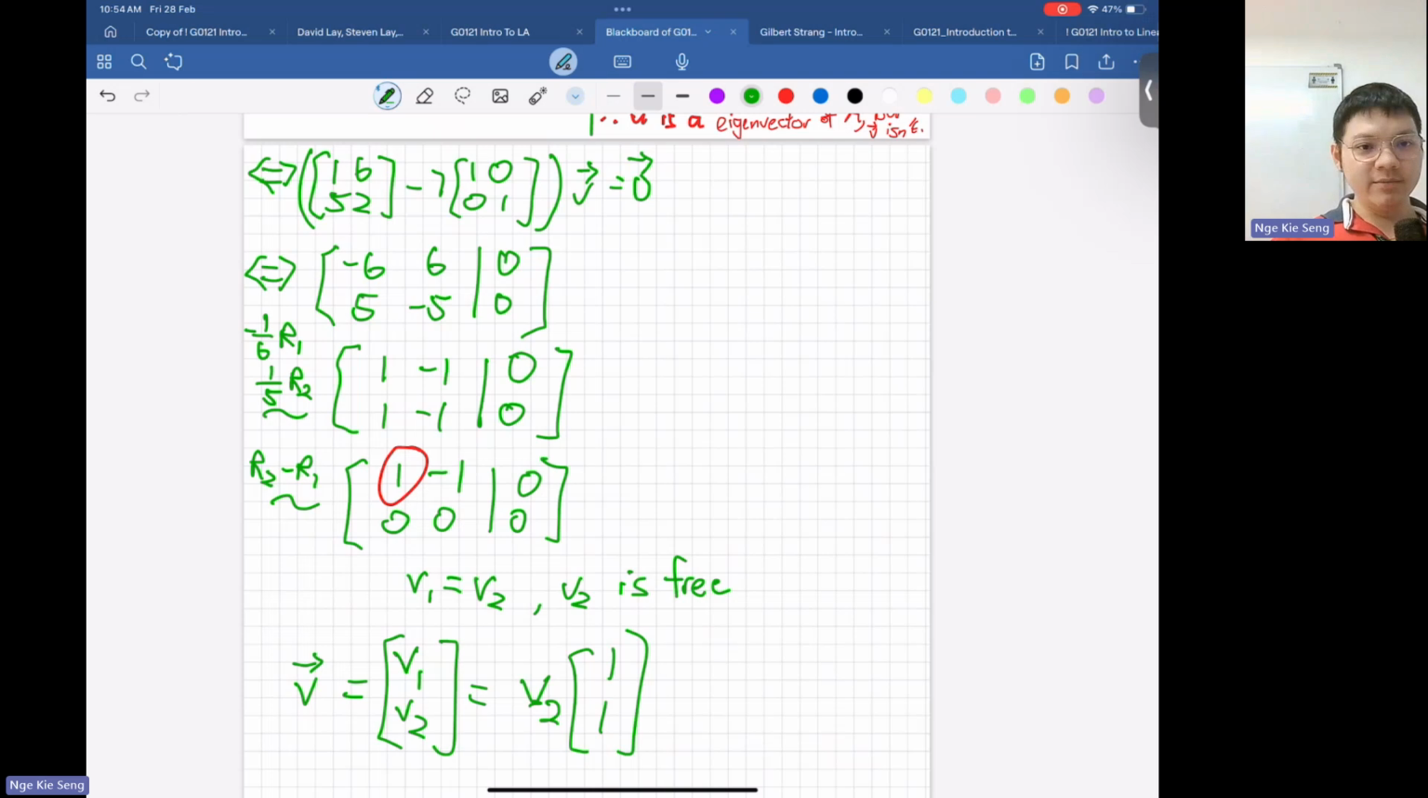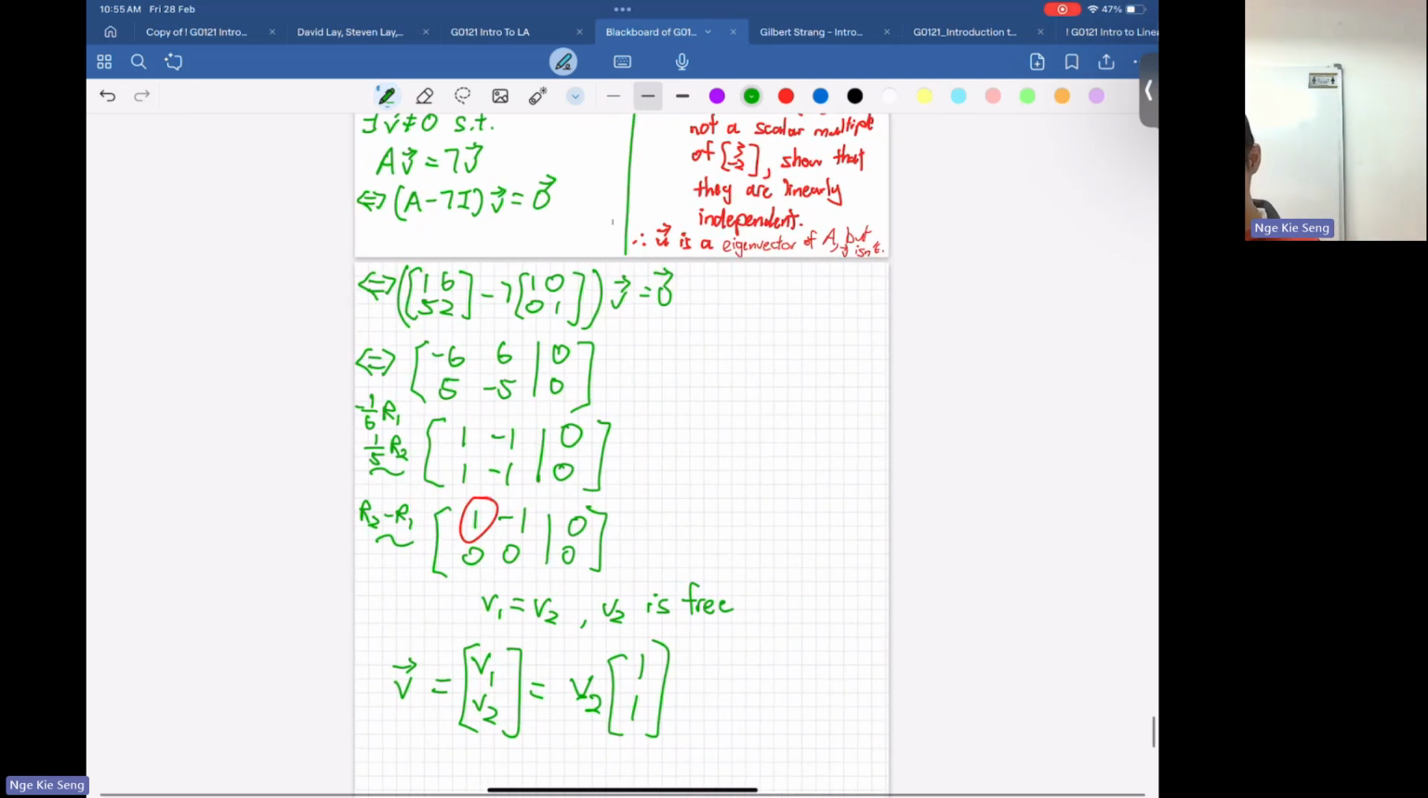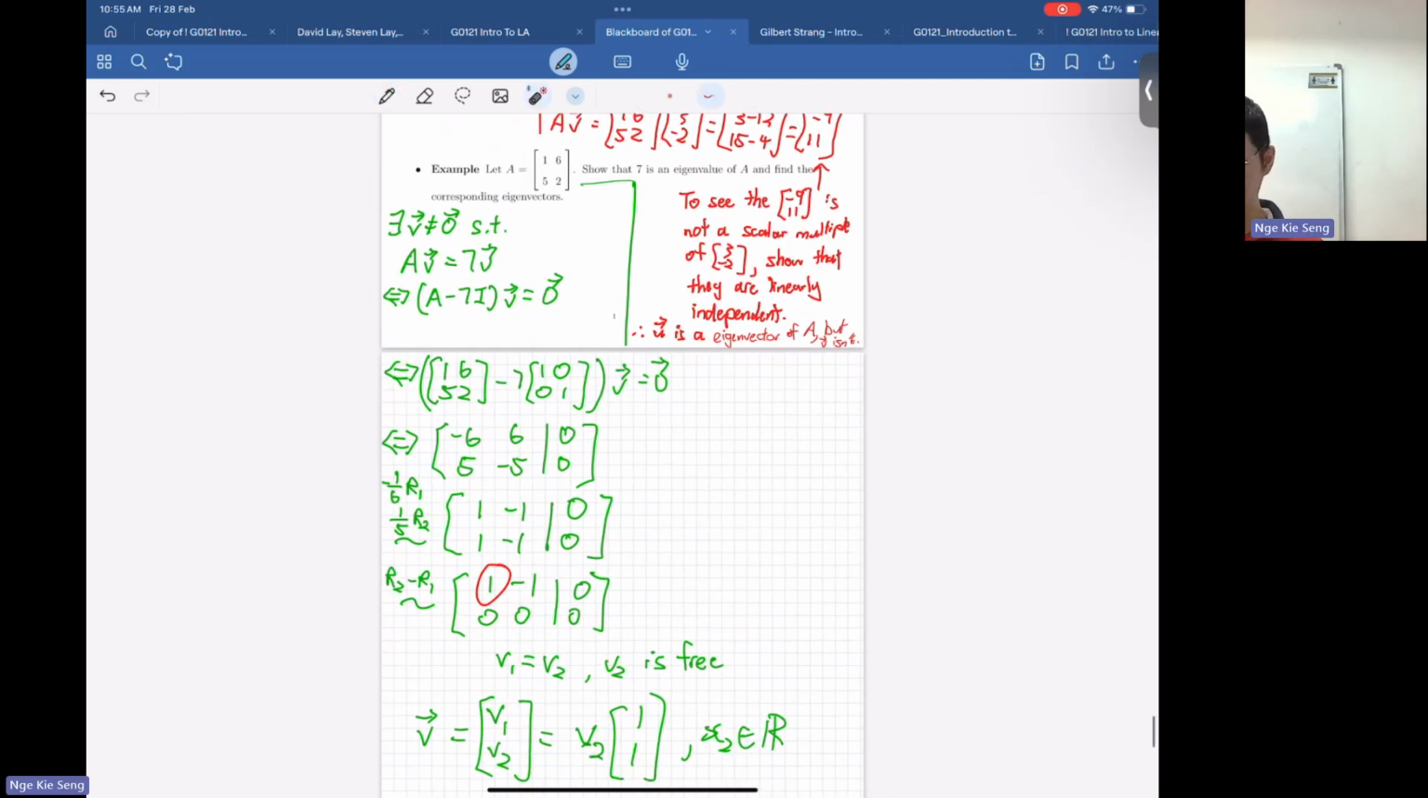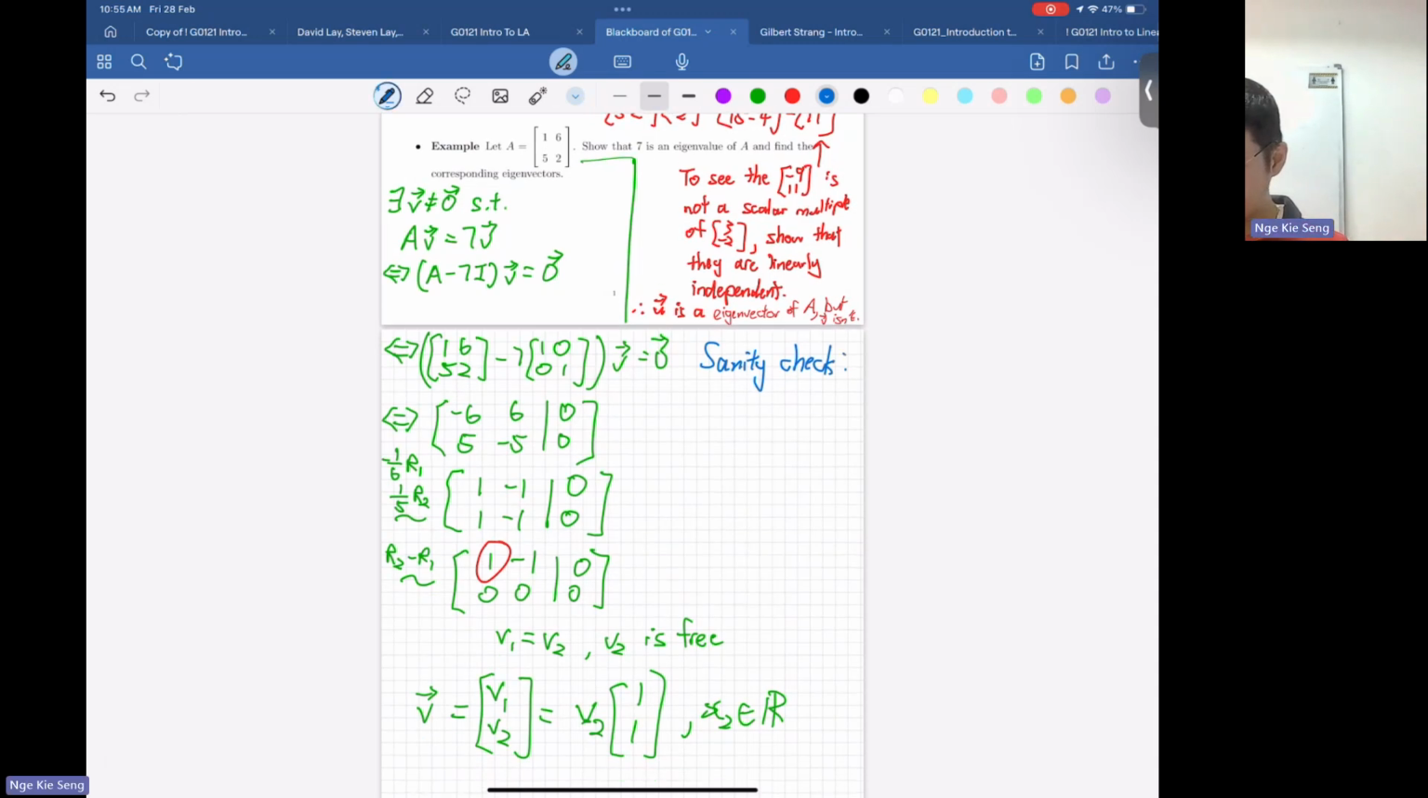Okay, so this means what? Actually, there are infinitely many solutions. This is Av equals 7v. Want to check? Should we check? Let's do some sanity check here.